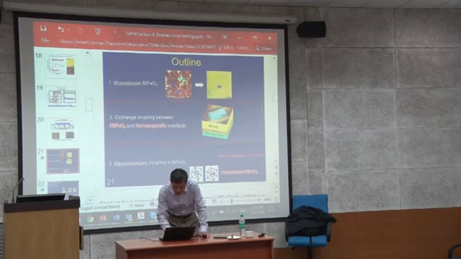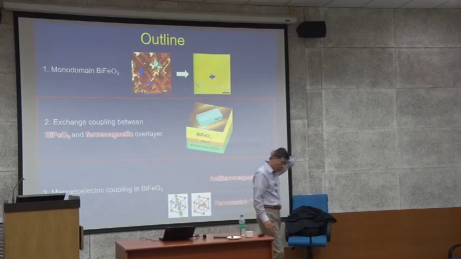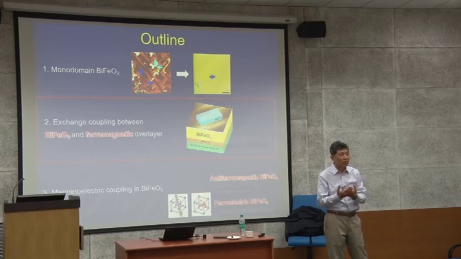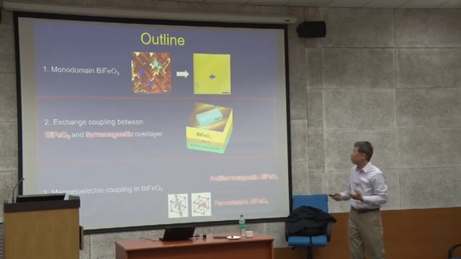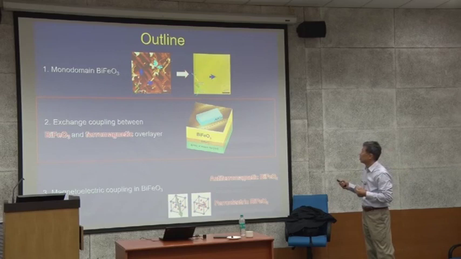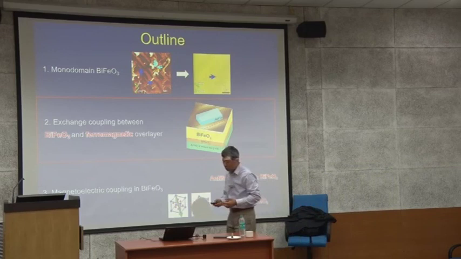Okay, so the next one is magnetoelectric coupling, and what happens when you switch the electric polarization, and how this magnetoelectric coupling happens. I think that's another fundamental question. And to study this, you really need some sort of simple model system, so we can really see what's going on. That's why we use a monodomain state. So this monodomain allows you to study magnetoelectric coupling, and maybe I will show you here.